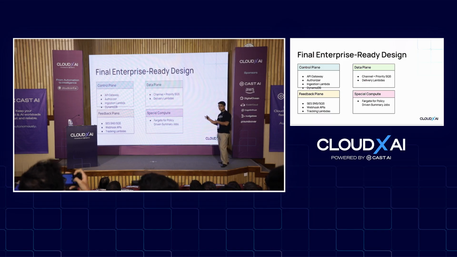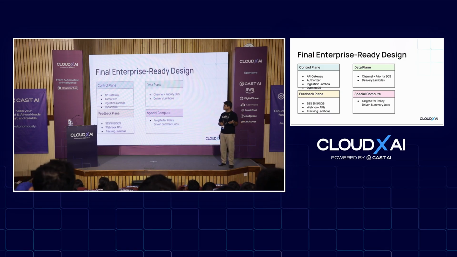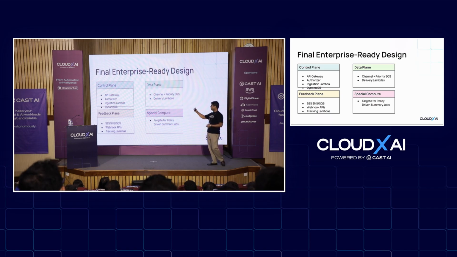And then finally, this is the final thing that we were able to roll out, which works for us. We have gateways, like a control plane that does all the ingestion of the events from the domain services. Domain services don't have to worry about how delivery happens. We have got all the checks in terms of security. State is well managed in DynamoDB. We have a data plane that does everything. We talked about the priority queues, channel specific queues and the delivery lambdas.